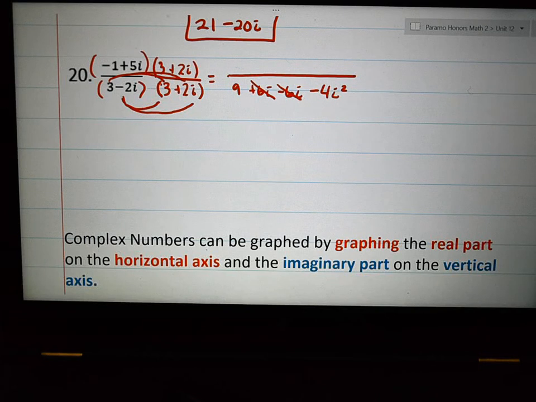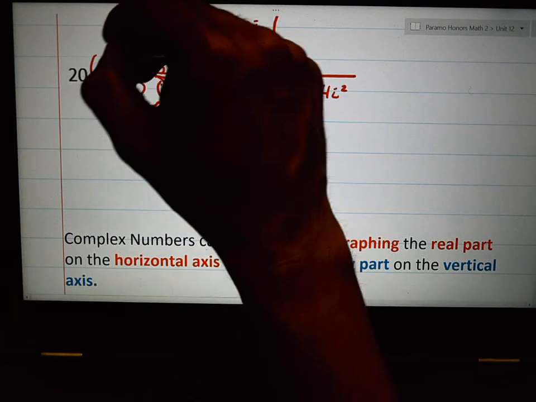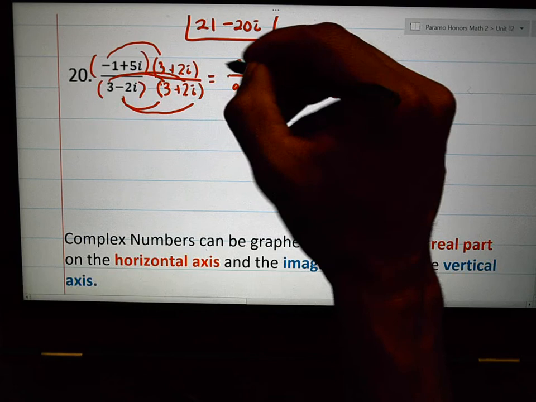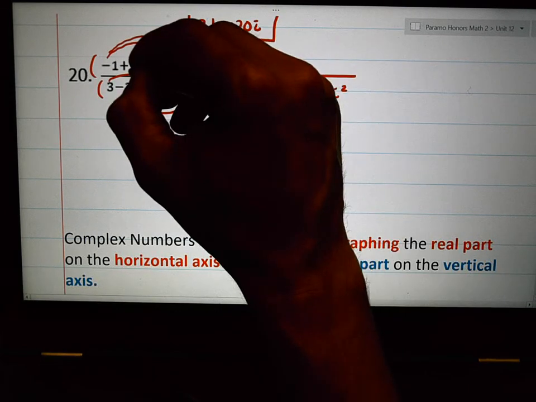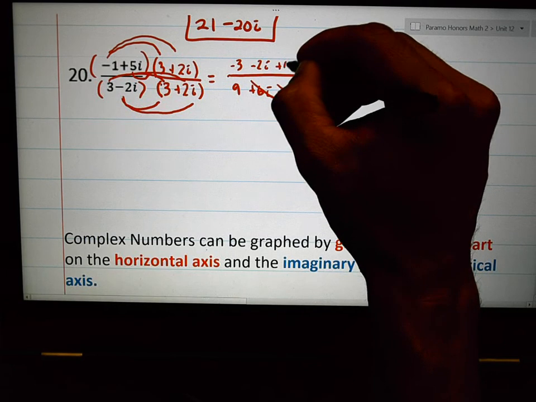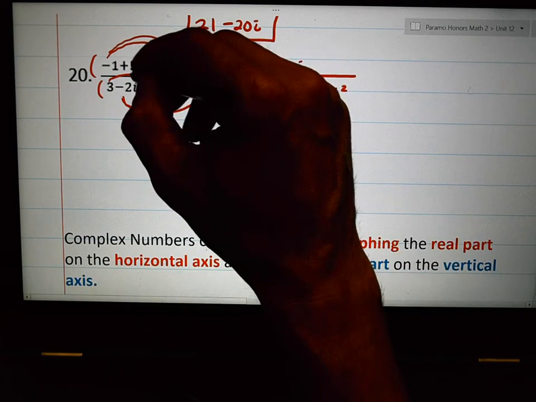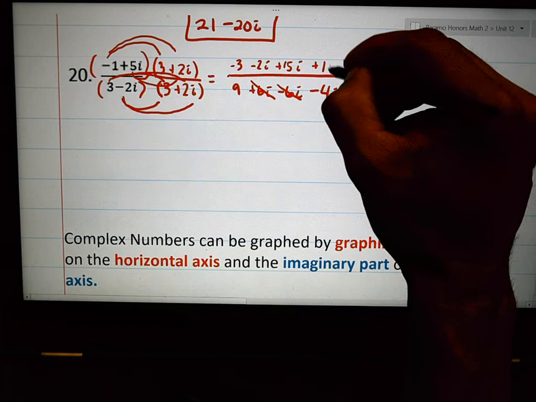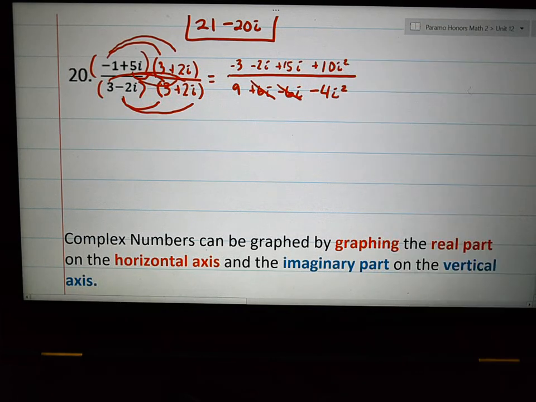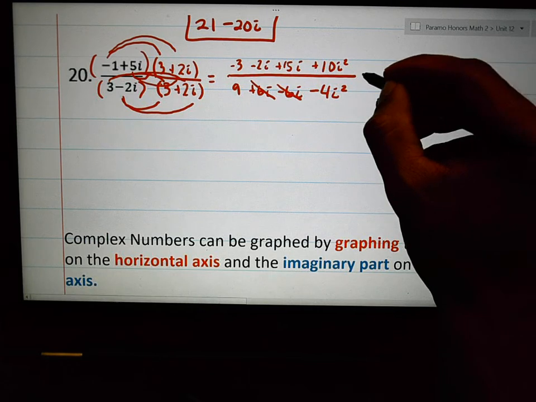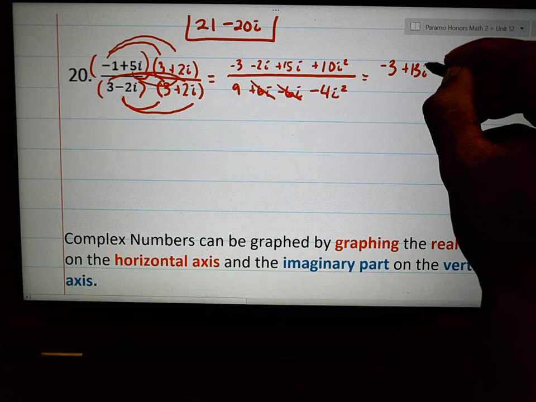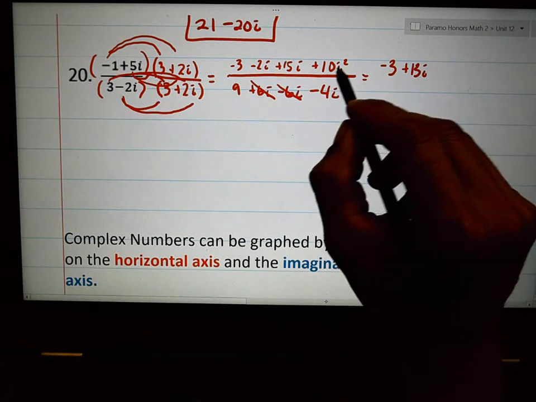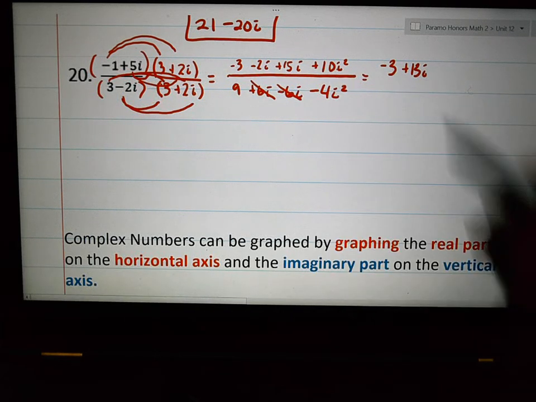My numerator, FOIL: negative 3, minus 2i, plus 15i, plus 10i squared. Simplifying: negative 3 plus 13i plus 10i squared. I know what i squared is the same thing as.